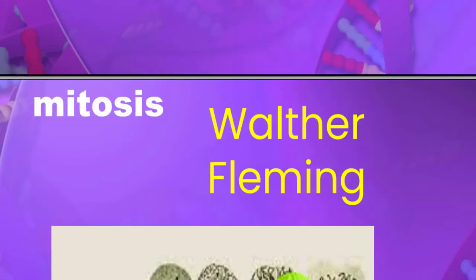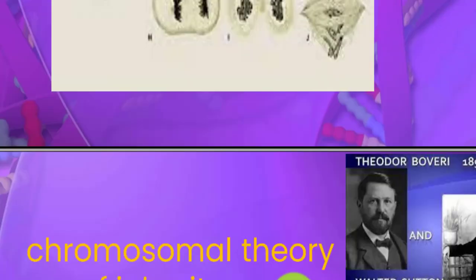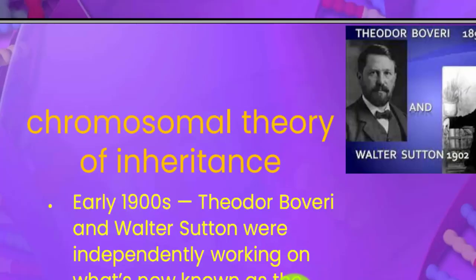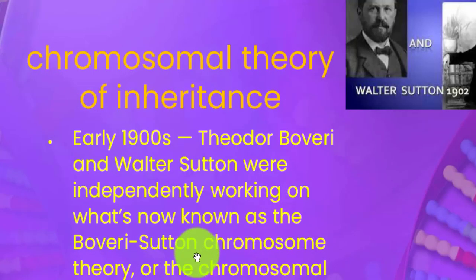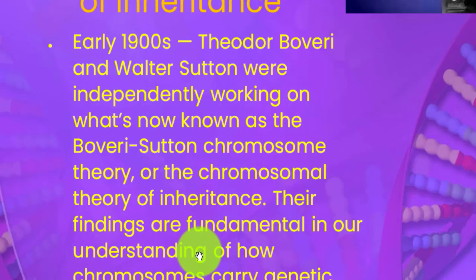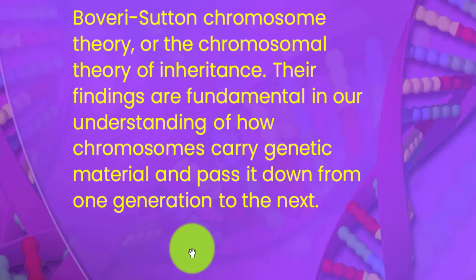Mitosis: Fleming discovered mitosis. Chromosomal theory of inheritance: Boveri and Sutton were independently working on what is now known as the Boveri-Sutton chromosome theory, or the chromosomal theory of inheritance. Their findings are fundamental to our understanding of how chromosomes carry genetic material and pass it down from one generation to the next.